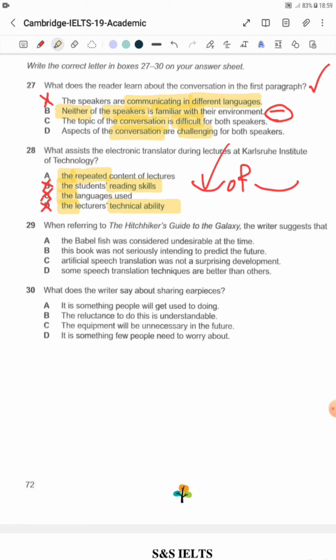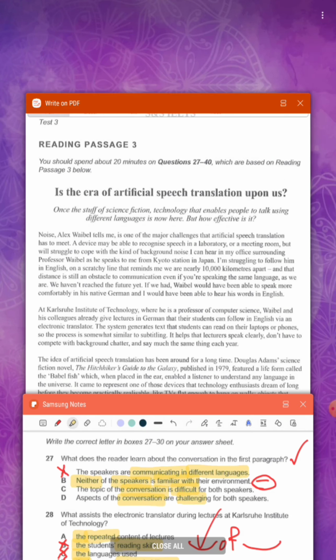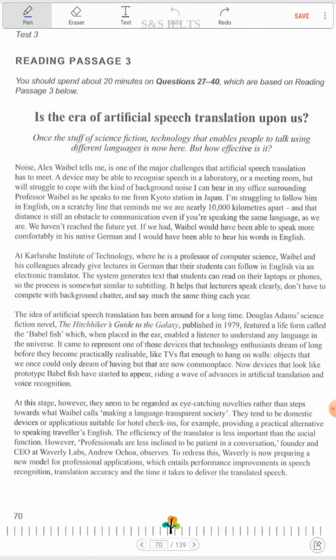Okay, 29. When referring to the Hitchhiker's Guide to the Galaxy, the writer suggests what? We're looking for the writer's suggestion referring to the Hitchhiker's Guide to the Galaxy. As you can remember, we have found a paragraph where question 29 was explained. We found it before, and I told you that there is a special name starting in capital letters showing us this is where we can find the answer to 29.